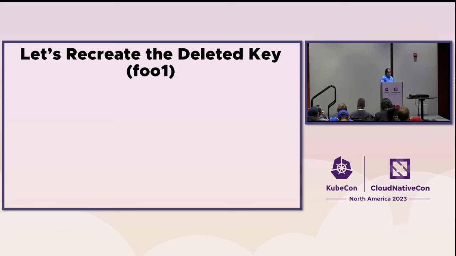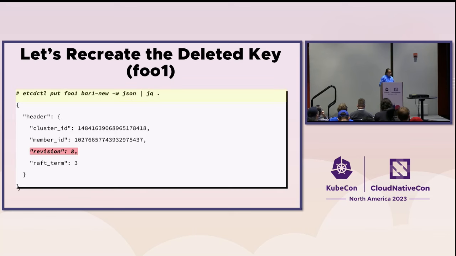What now if we recreate that key? What will happen now? So let me just go ahead and run this command. Let's say I gave another value, a new value to our old key foo1, and I just set a value here, bar1 new. Again, we know the revision counter is ever incrementing, so the revision is now 8.